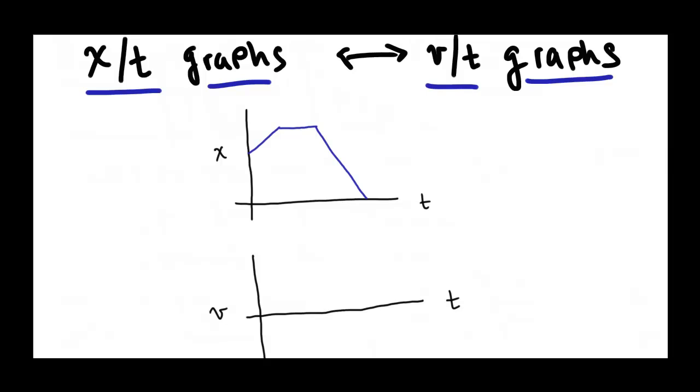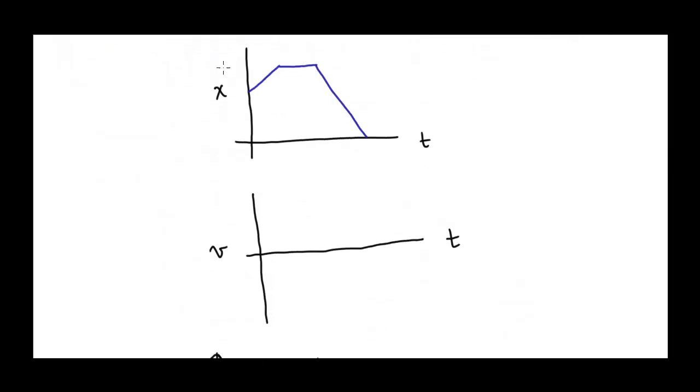Okay, an area that frequently gives students some difficulty is translating between a position time graph and a velocity time graph. So I'd like to do a couple of practice problems where we go from position time graphs to velocity time graphs and vice versa. So here, let's do this one right here first.